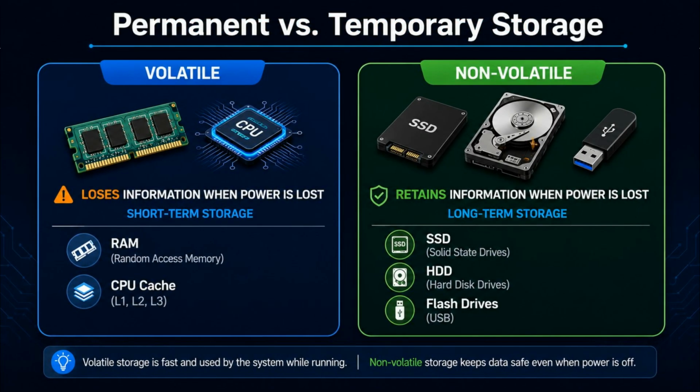Storage splits into two categories. Volatile storage loses its information when power is lost. That's short-term storage like RAM and CPU cache, L1, L2, L3, used for whatever the system is actively working on. Non-volatile storage retains information even without power. That's long-term storage like SSDs, HDDs, and flash drives, used for anything you need to keep.